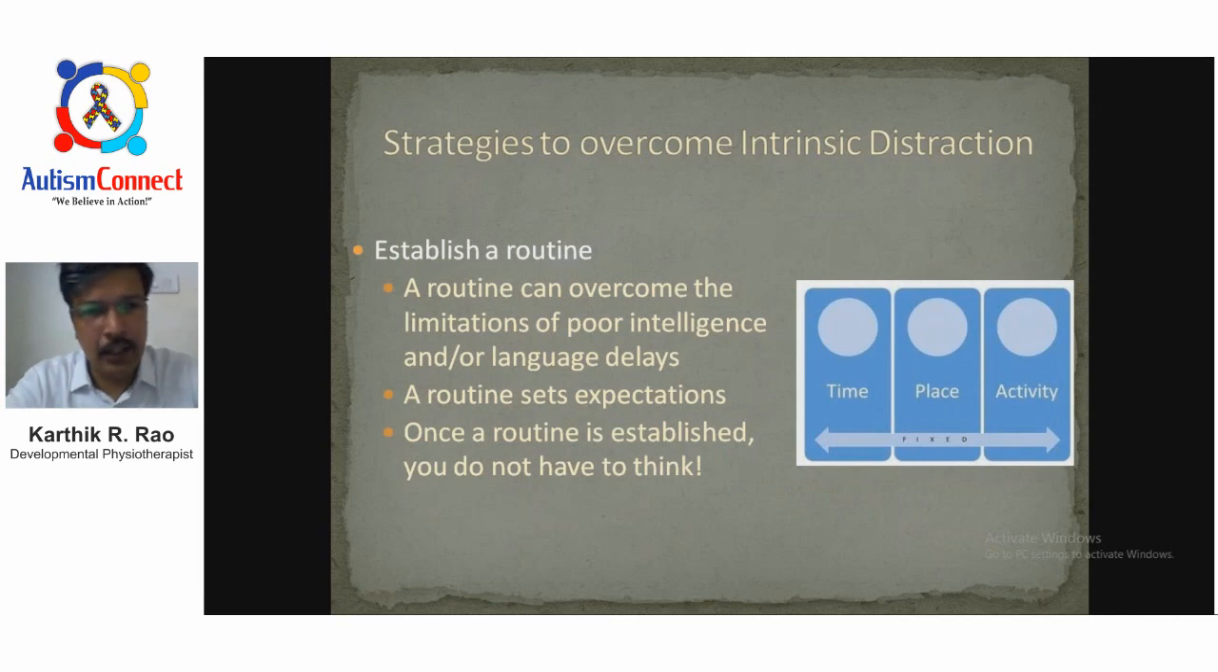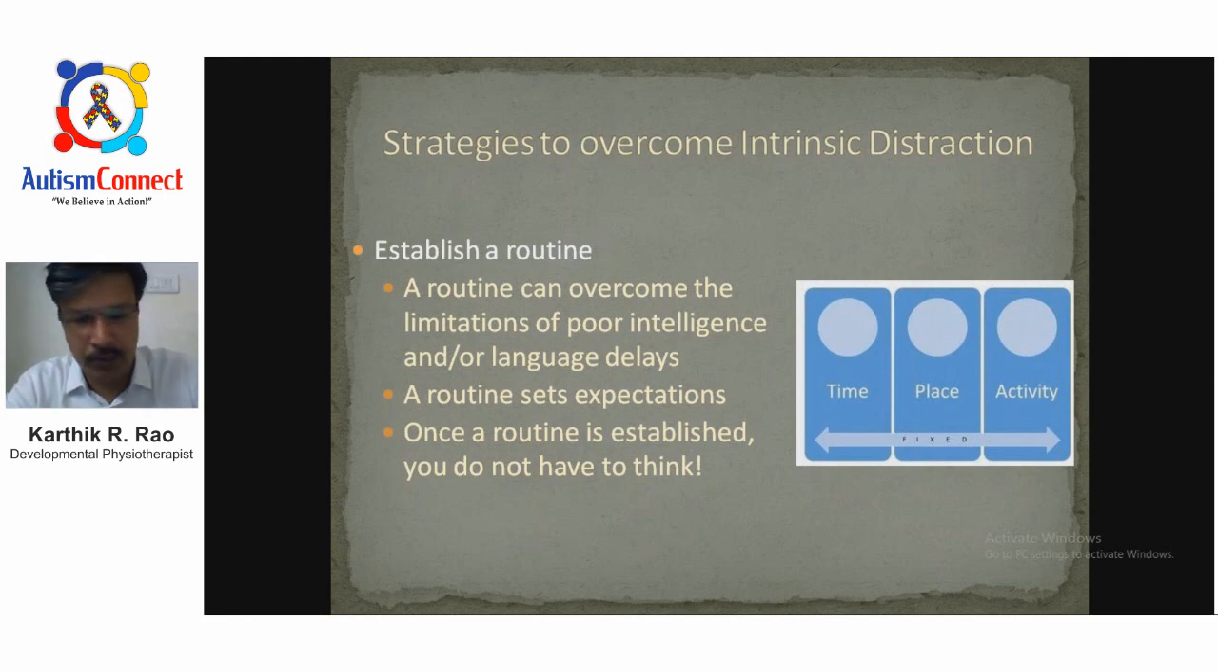The next thing that you can do is always establish a routine. And I feel this is the basic that we can do. Routine and repetition form the core of the most basic instruction. Yeah, so I'll repeat it. Routine and repetition. These are the core mantras by which you will actually be able to teach anything that you want the child to learn. A routine can overcome the limitations of poor intelligence and or language delays.